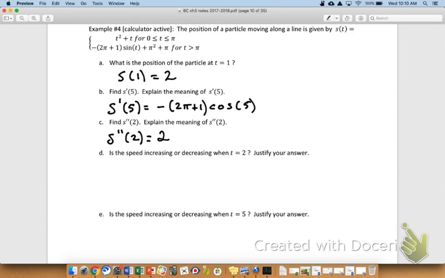Got a numerical answer up there for C. Sure, looking around. Most people have that.